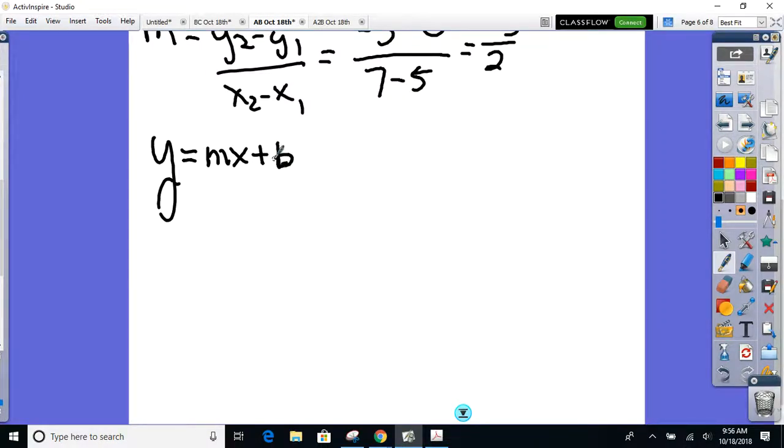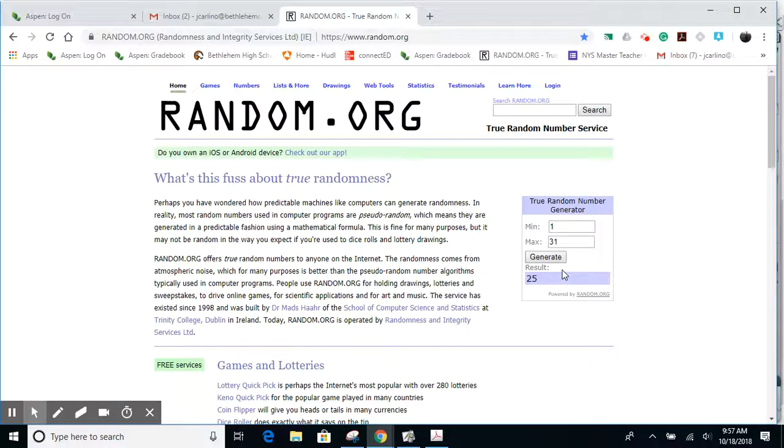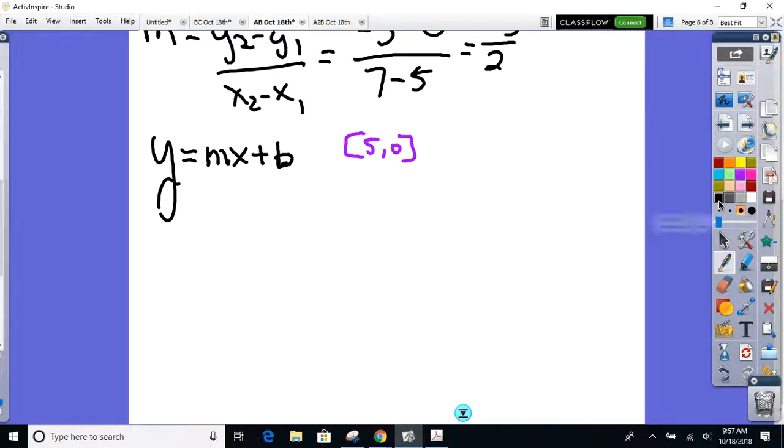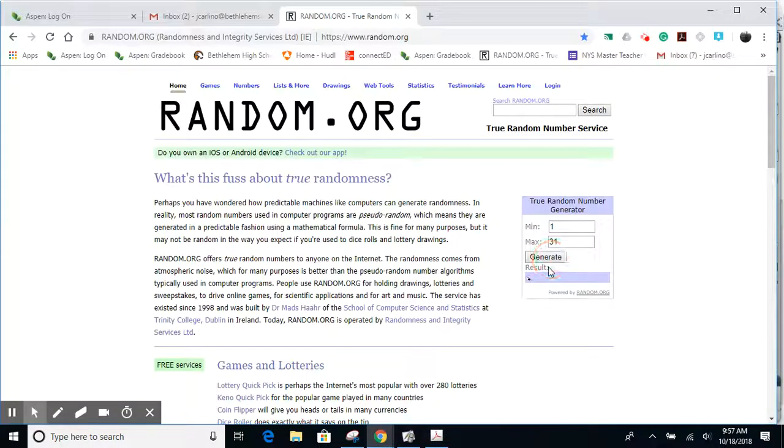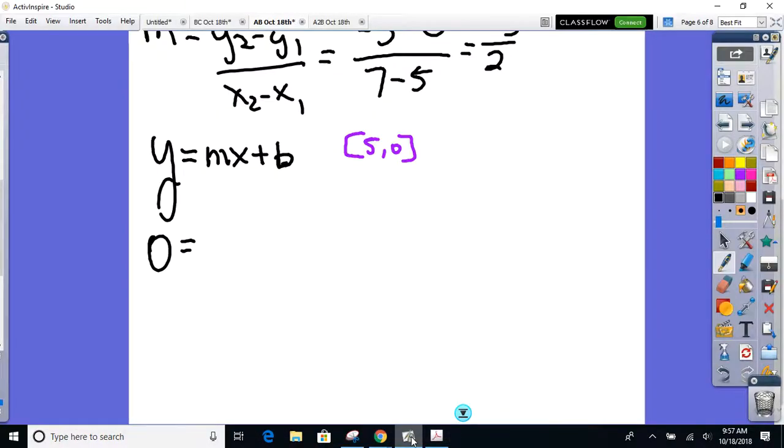Now you have a choice, though. You have to pick one of the 2 points I gave you. Can we just, as a class, pick one of the 2 points? 5, 0, that's what I figured. So I'll use 5, 0 here. What should I be plugging in for y now? 0. What about for m? What's my m value here? -3/2 times x value 5 plus b.